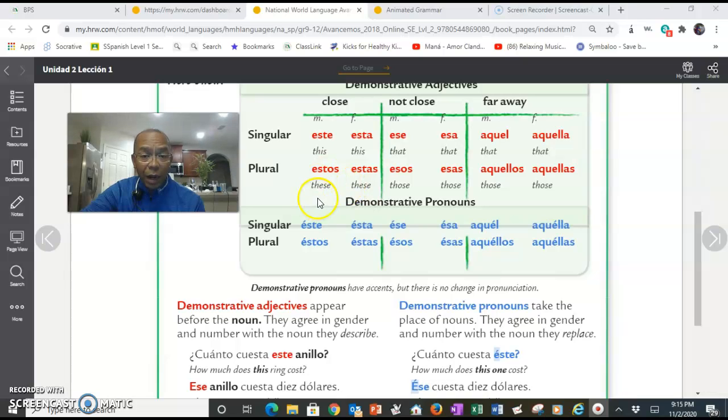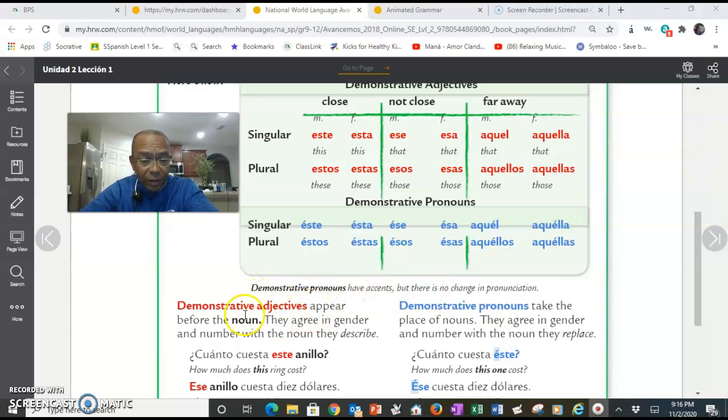Now, there are also demonstrative pronouns, and all of them have accents, as you can see here. Éste, éstos, ésta, éstas, ése, ésa, ésos, ésas, aquél, aquéllos, aquélla, and aquéllas. Demonstrative pronouns have accents, and I will teach you how to use them. So what is the difference between the demonstrative adjectives and the pronouns? Well, demonstrative pronouns have accents, but there is no change in pronunciation.